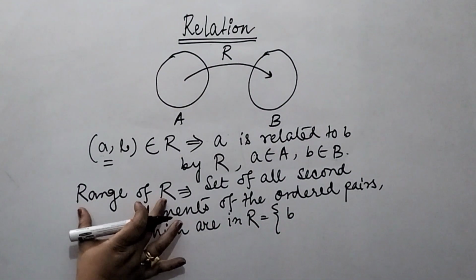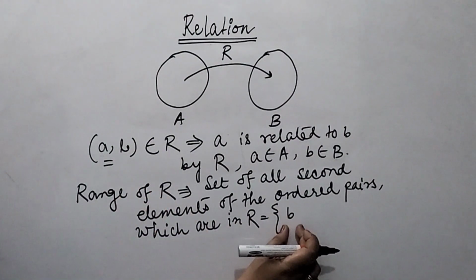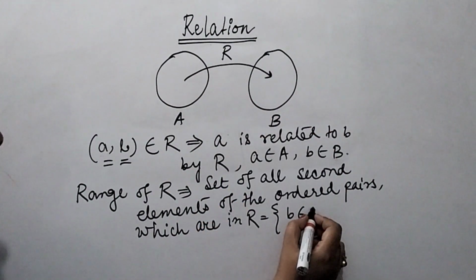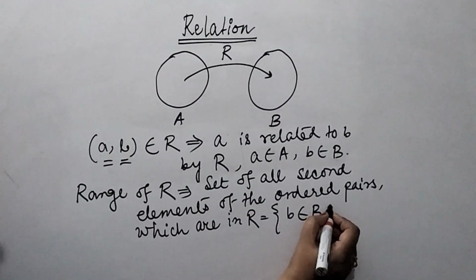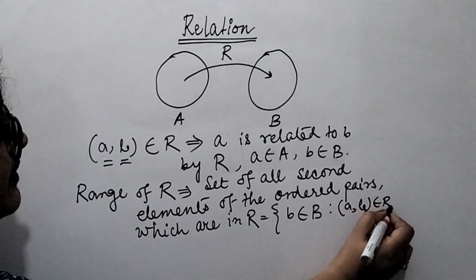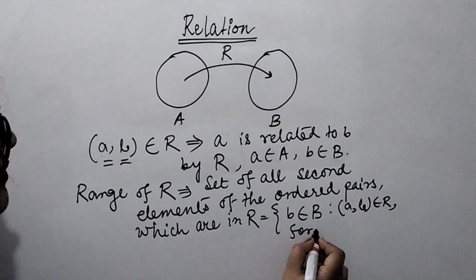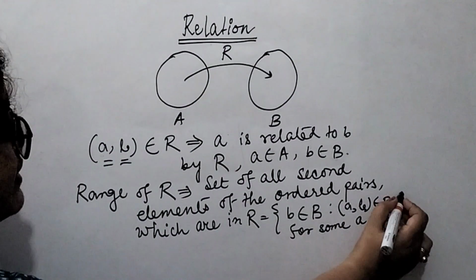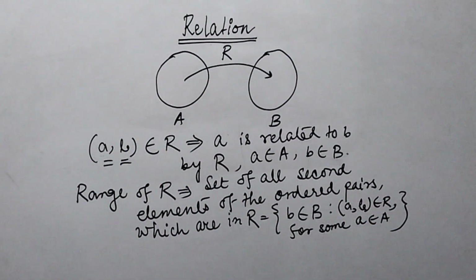So we can write it in set form that the range of R will contain those b's which are in the codomain set, that is in set B, such that the ordered pair (a, b) belongs to R for some a belonging to the set A, the domain set A. So this is the definition, this is the concept of range of any relation. That is, range means the set of all second elements of the ordered pairs which are in R.